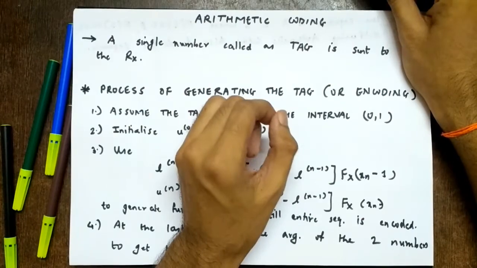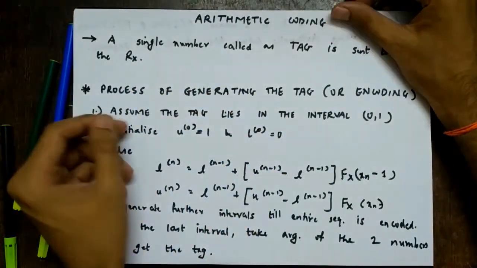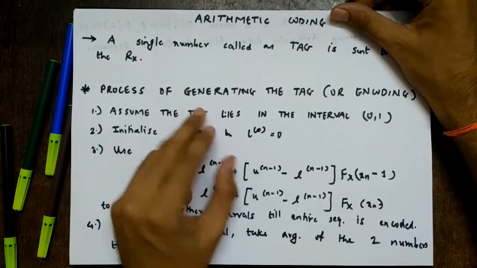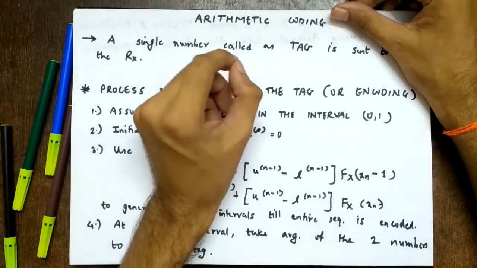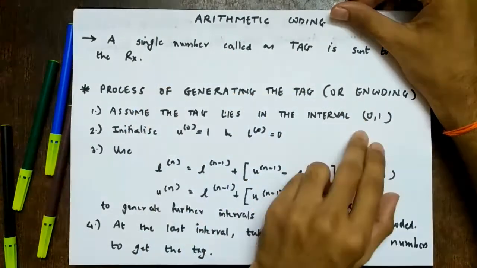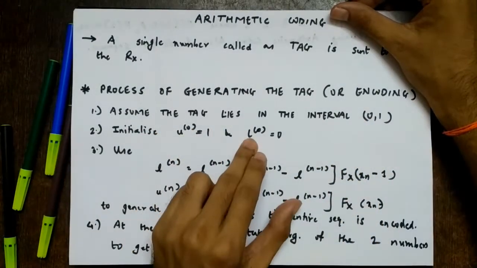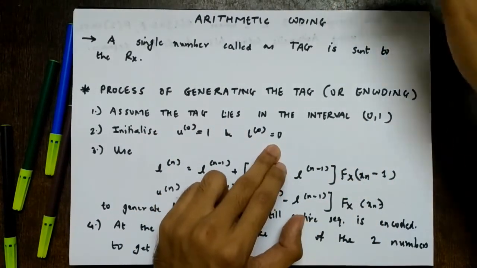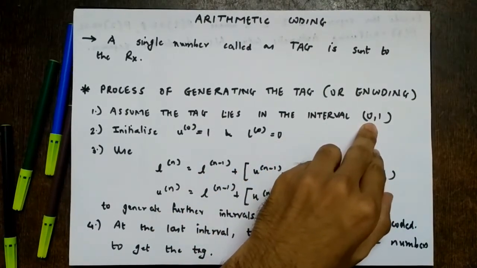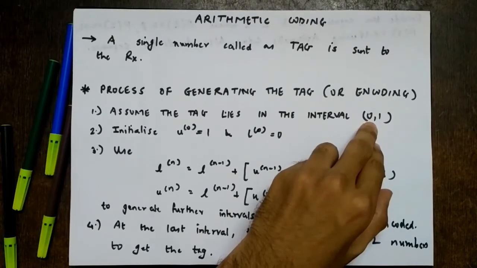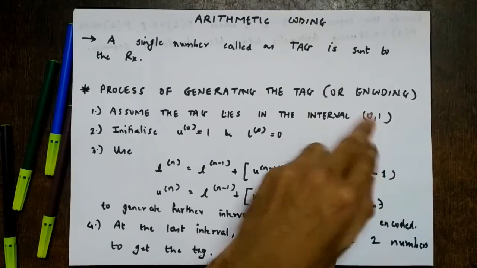So how do we arrive at this single number which encodes the entire sequence? The process of generating the tag, or encoding, is: first we assume that the tag lies in the interval 0 to 1. Your answer should always come between 0 and 1 because we are starting with 0 to 1 as the first step. Then we initialize the upper and lower limits as 1 and 0 respectively. Then we go on reducing this interval. As we go on reducing, a point will come where the interval is reduced to a single number, which will be called the tag.